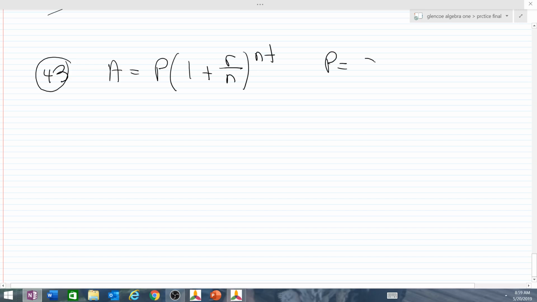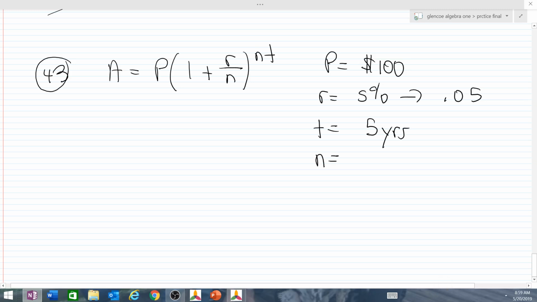The amount that you're investing is $100. The interest rate is 5%. The interest rate must be changed to a decimal, which is 0.05. The time is always in years, is 5 years. And the number of times that it's being compounded, it says it's compounded monthly, which means monthly is 12 times.